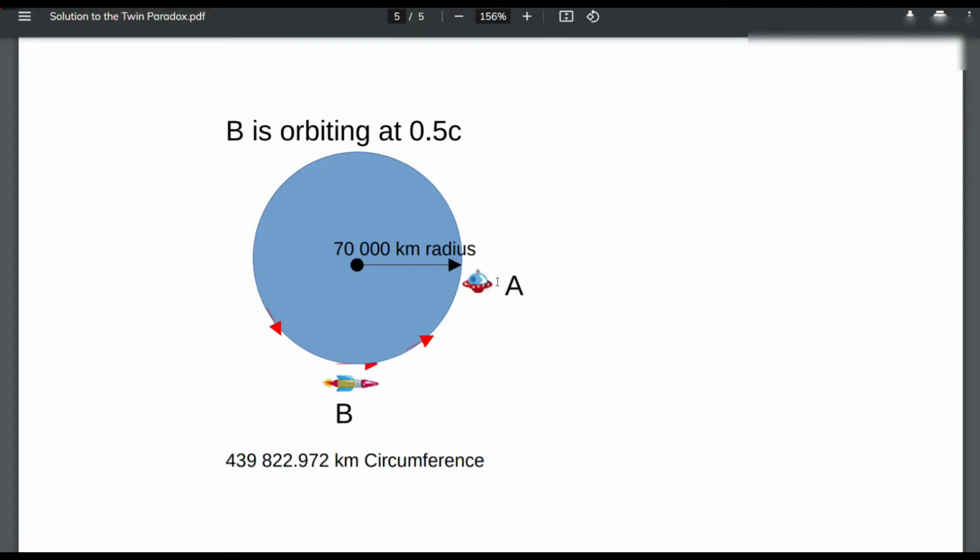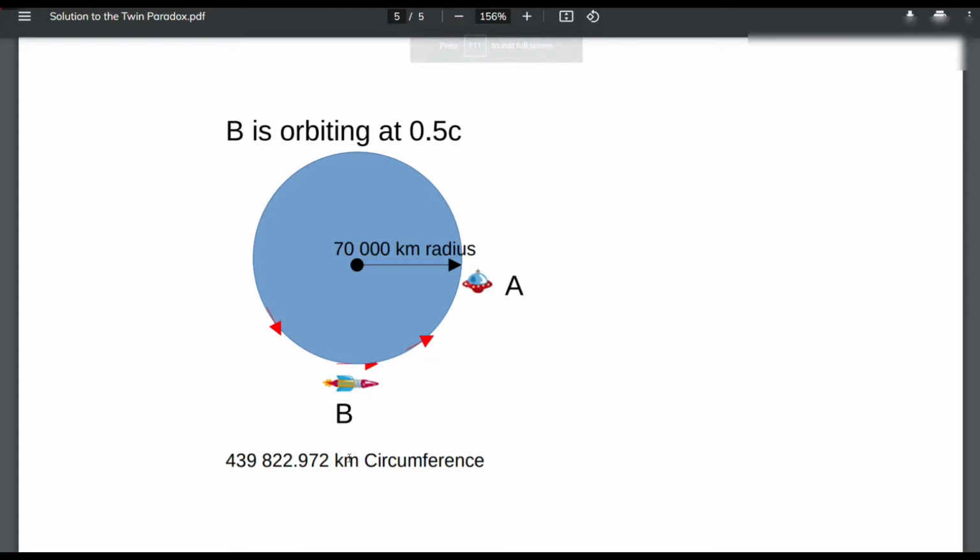We have spaceship A, who's going to be stationary right at this point. We have an orbit, and we can assume there's a major celestial body here, or we can just say that's a big gas giant. It doesn't really matter. The important thing is B is going to move in a circle in this orbit at half the speed of light around this point. And he'll obviously experience time dilation because he's the one that's in motion. The radius of this circle will be 70,000 kilometers, and the circumference of it, 2 pi r, is 440,000 kilometers.